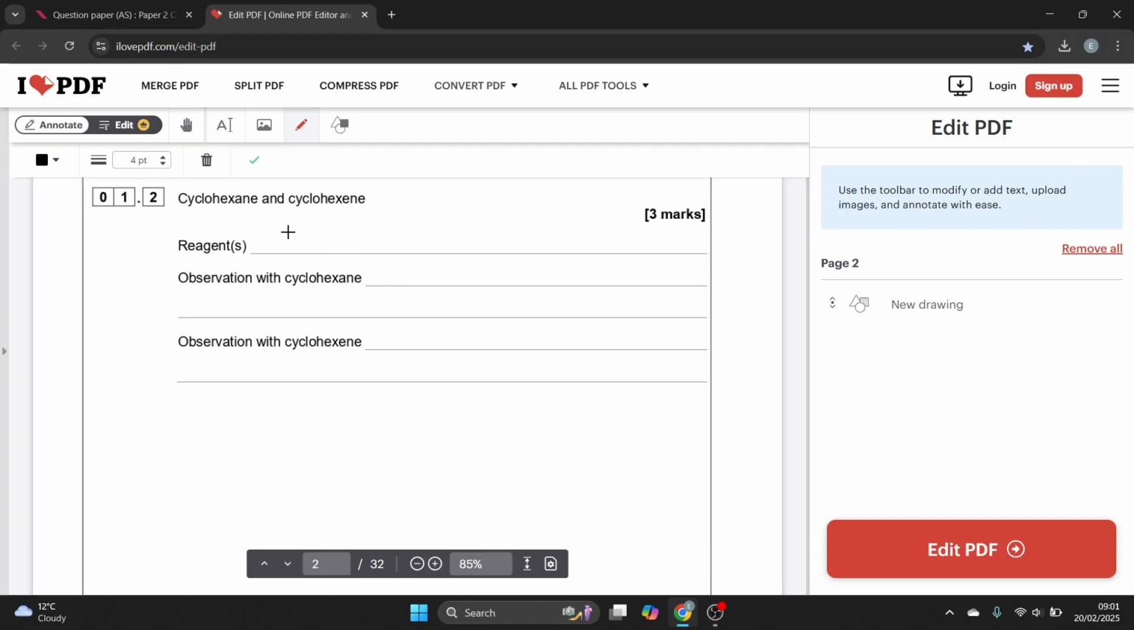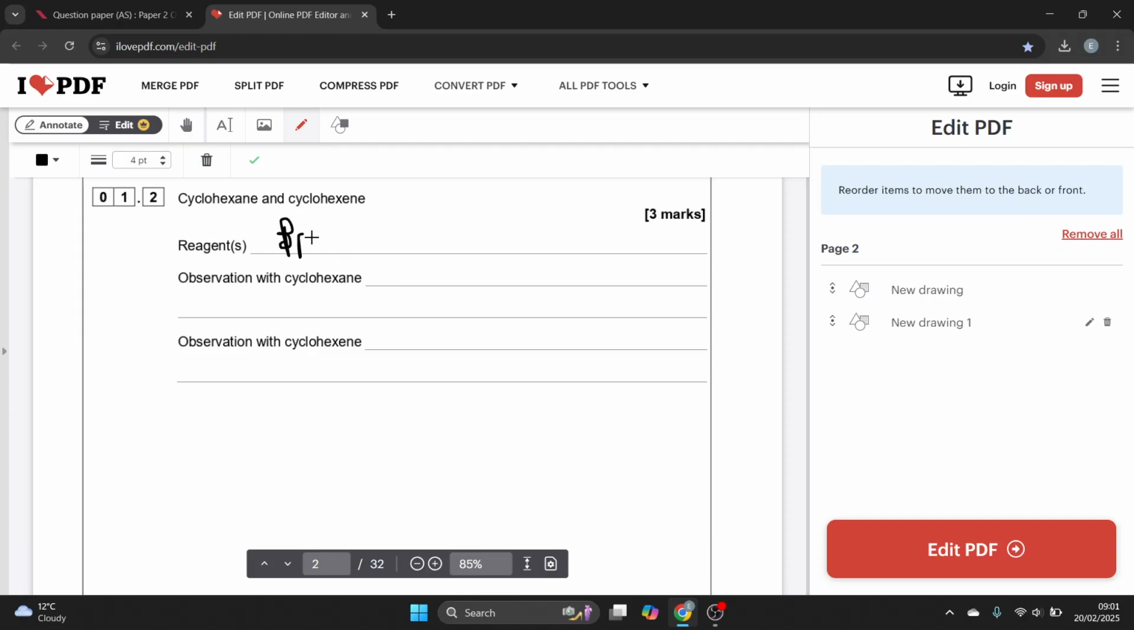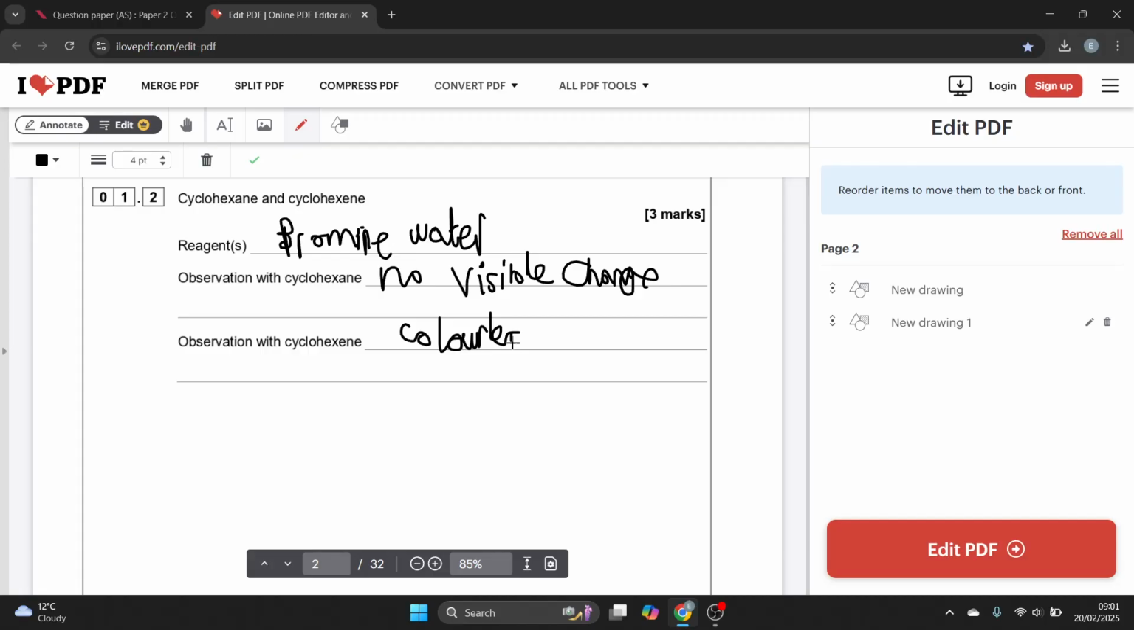Cyclohexane and cyclohexene, I'm using bromine water. Observation with cyclohexane, no visible change. Whereas cyclohexene, since it's got that carbon-carbon double bond, it's going to become colorless, or it decolorizes.